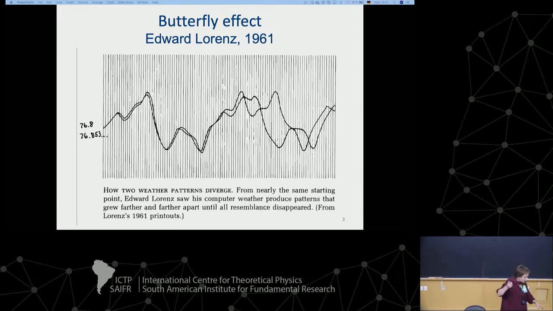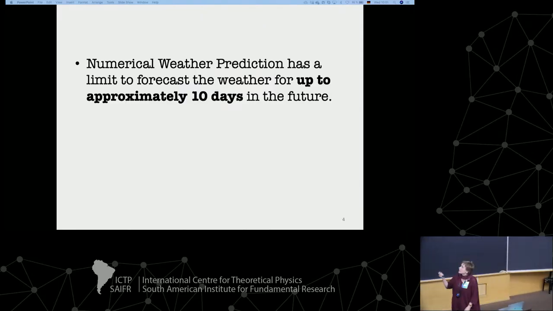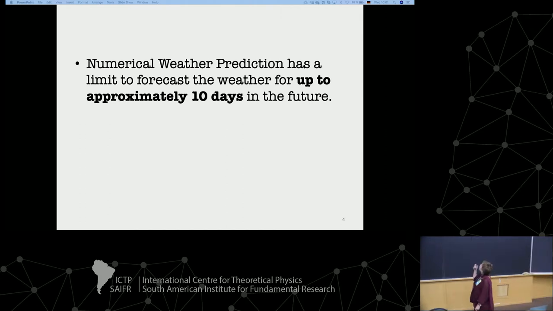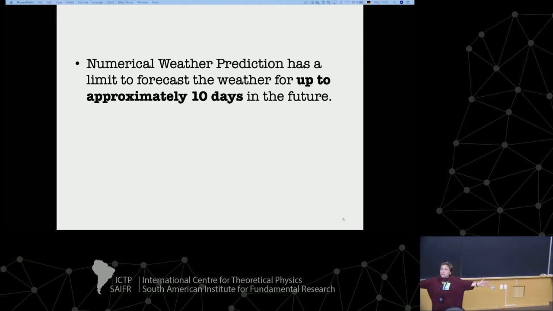This is why numerical weather prediction has a limit to forecast for up to approximately 10 days and no more. After that, trajectories just diverge. And this is why, after that, you have some kind of probabilistic forecast that very often has nothing to do with reality. So 10 days, this is a limit of predictability. But reliable, 1-2 days. What should we do with this?